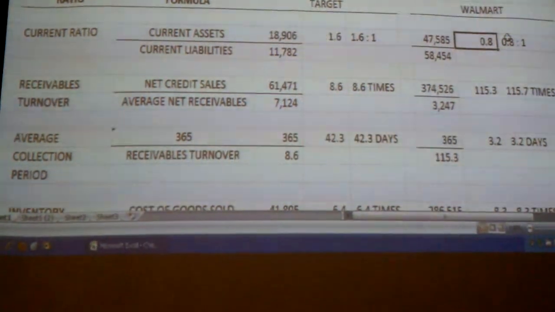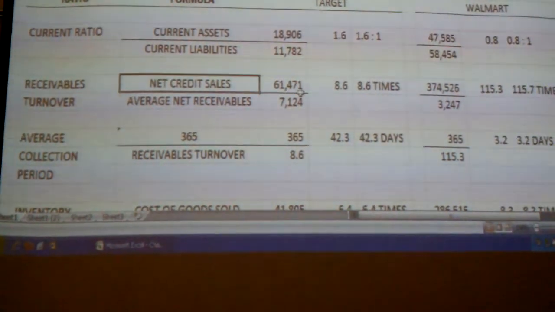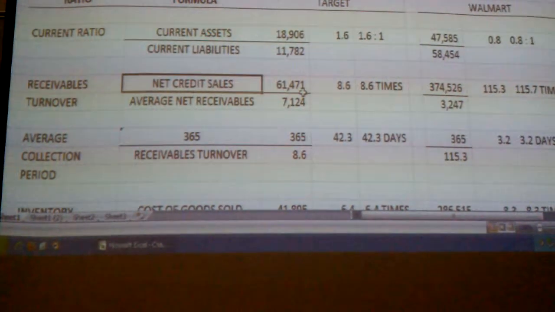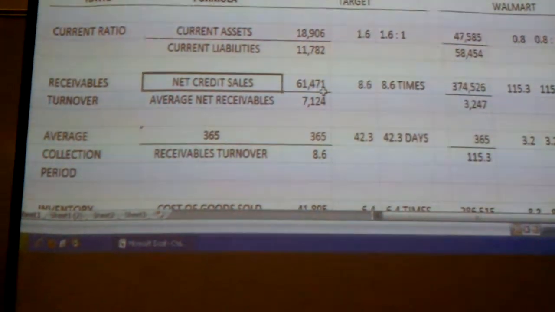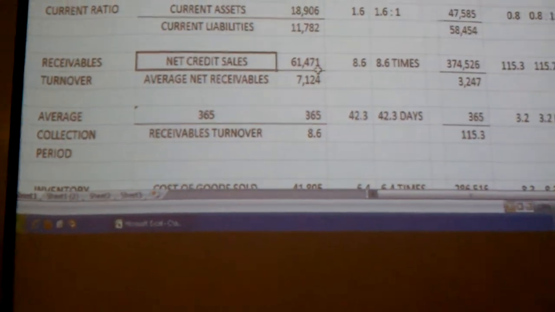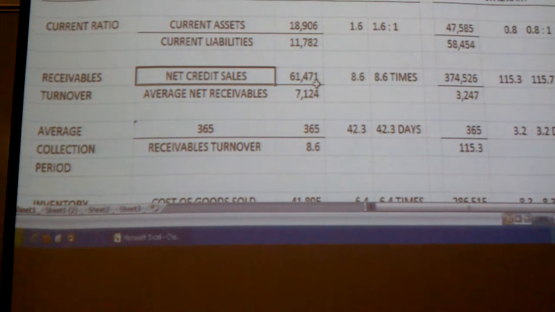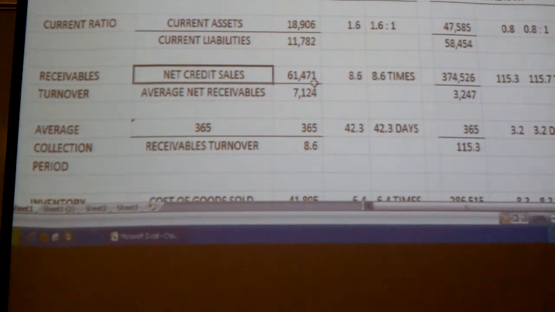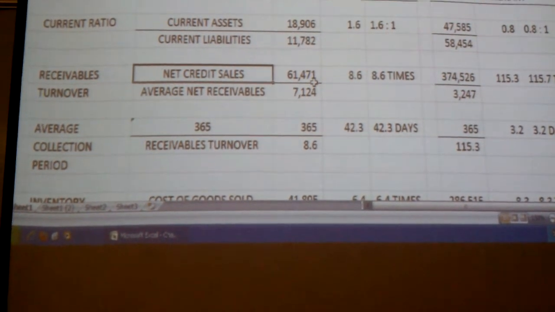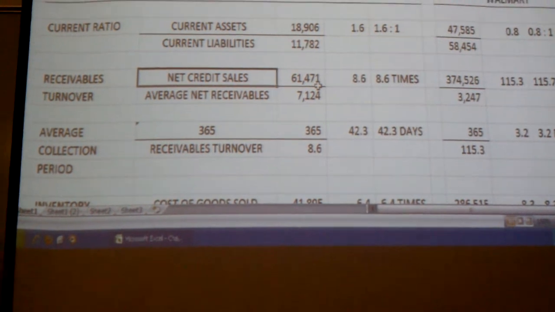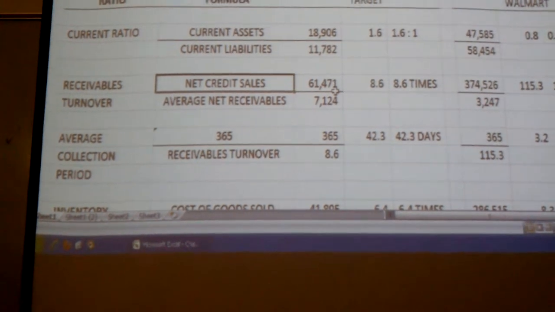Receivables turnover. In the project I mentioned you're supposed to use just net sales. Technically you're supposed to use net credit sales in this formula, but companies will not disclose just the credit sales. They're just going to give you all sales. So in your projects, just go ahead and use net sales in place of net credit sales.